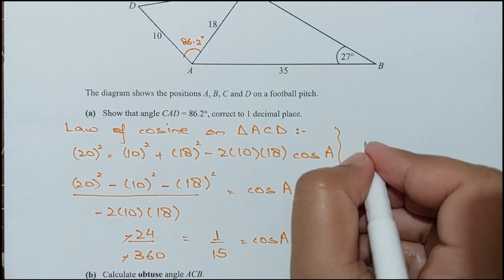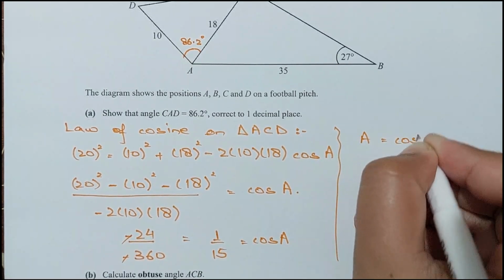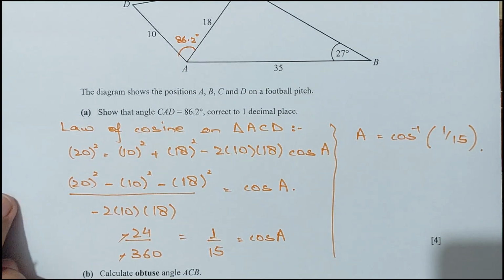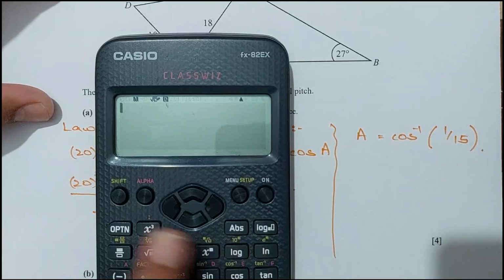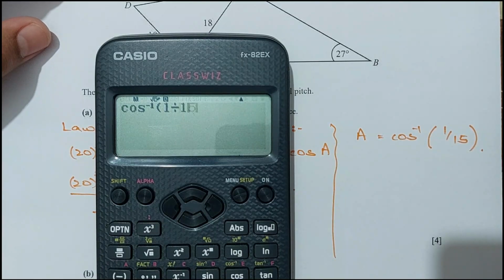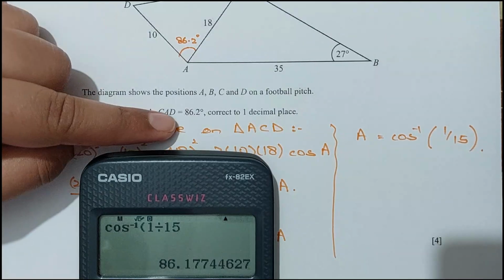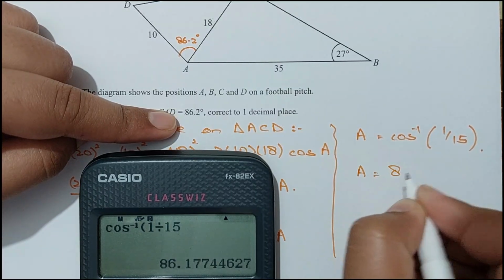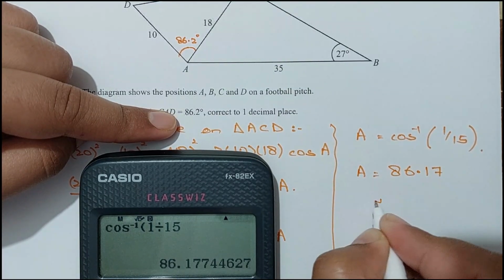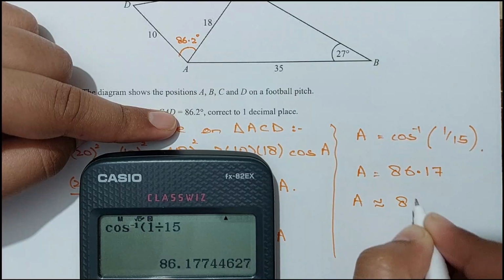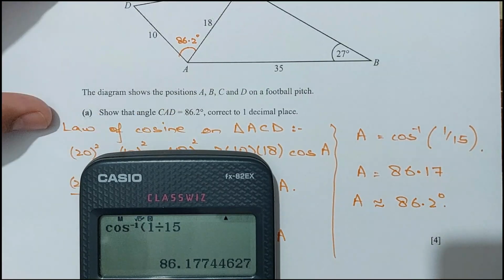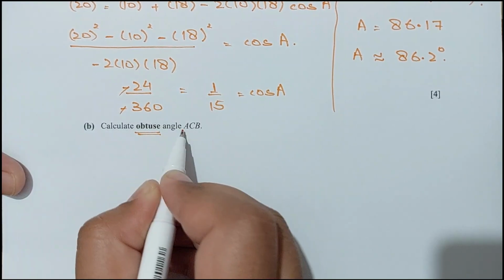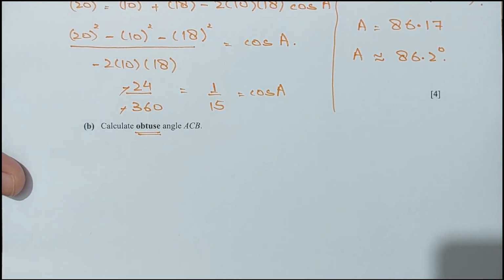Let me solve that angle. Angle A would be equal to cos inverse of 1 over 15. You have to find it in degrees. My calculator is in degrees. Cos inverse of 1 over 15, up to 2 decimal places, is 86.17, and up to 1 decimal place angle A would be 86.2 degrees. It's proved. Now for part B, calculate the obtuse angle ACB.